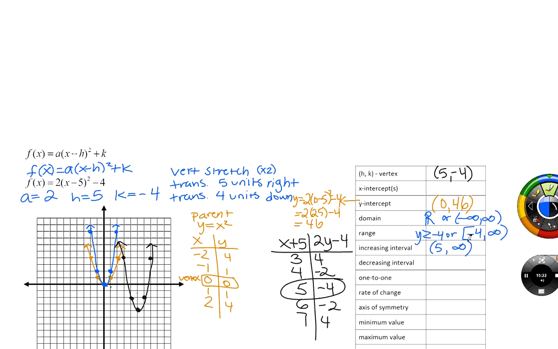So we're saying from the x's from here over is our increasing interval. And so this would be decreasing, right? So how are we describing that? Negative infinity to 5.